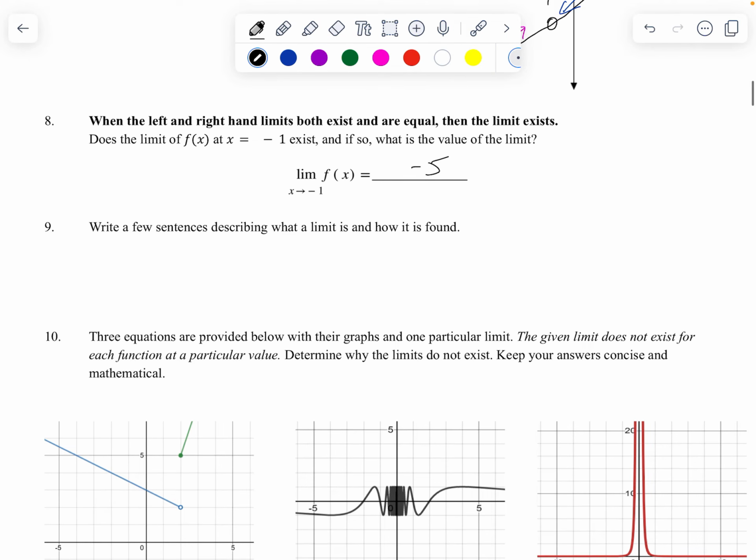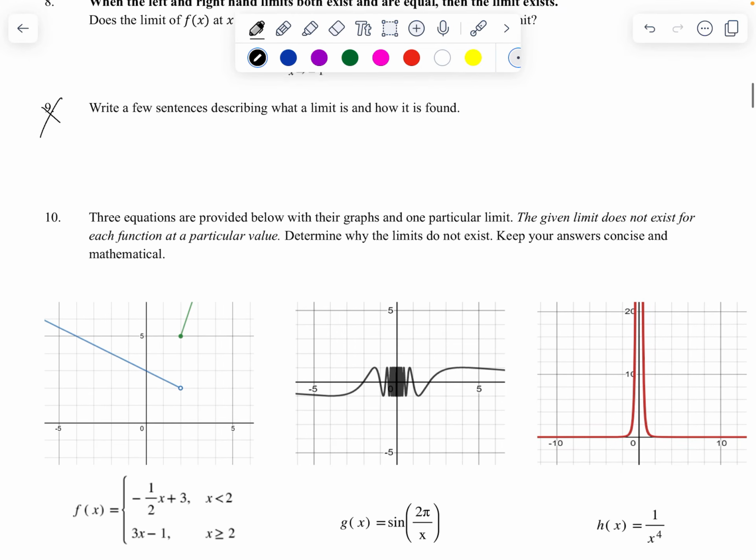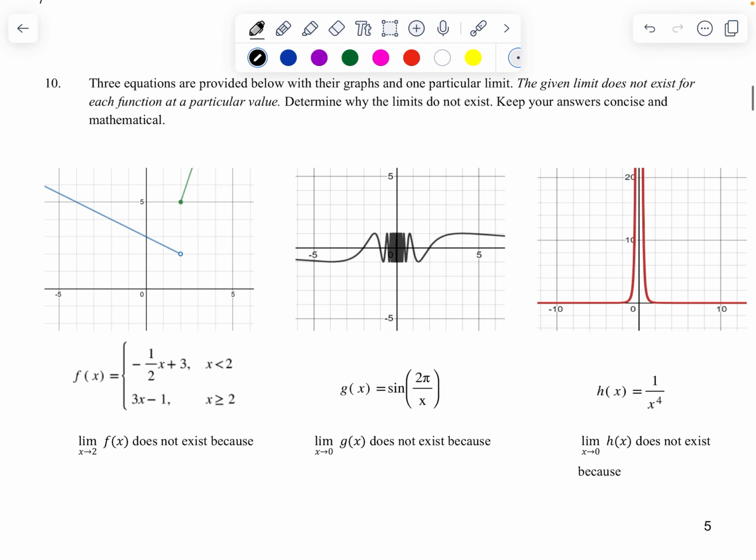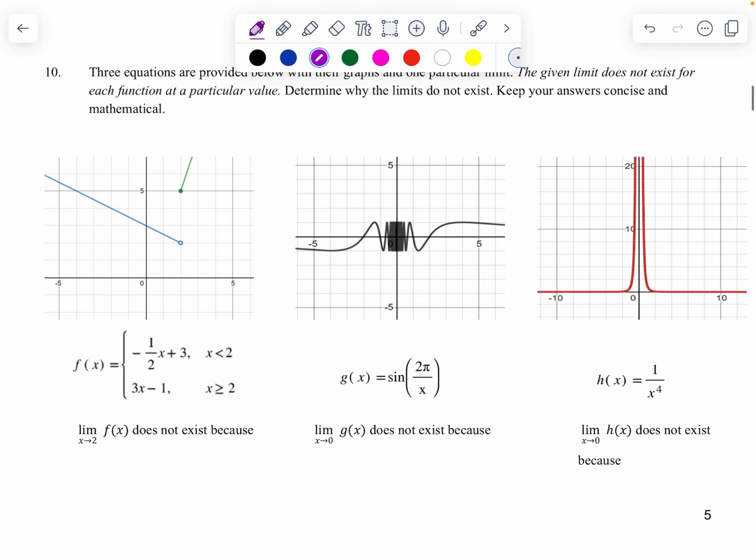You can write a few sentences on your own to describe what the limit is. And then finally, the limit as x approaches 2 of f of x does not exist because on the left, the limit is going to be equal to 2 from the picture, but the limit as x approaches 2 on the right of f of x is equal to 5.